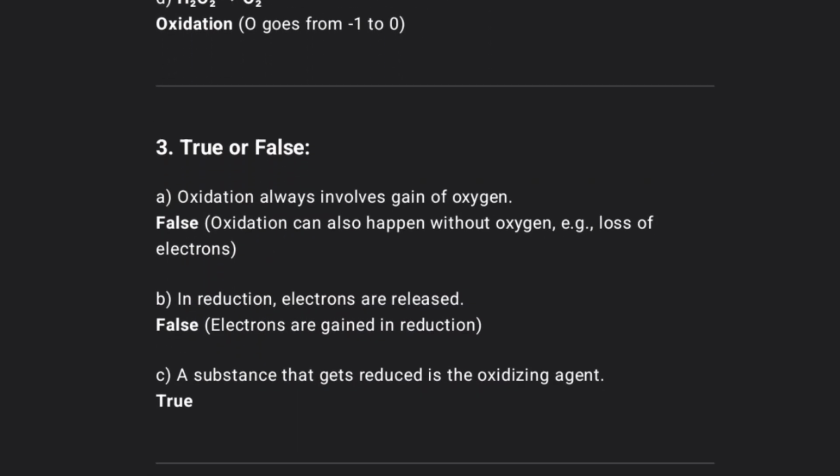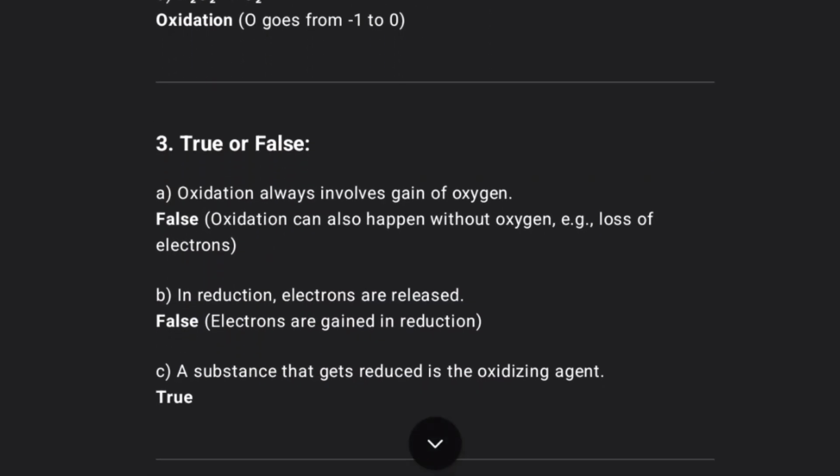3. True or false? A. Oxidation always involves gain of oxygen. False. Oxidation can also happen without oxygen, e.g. loss of electrons. B. In reduction, electrons are released. False. Electrons are gained in reduction. C. A substance that gets reduced is the oxidizing agent. True.